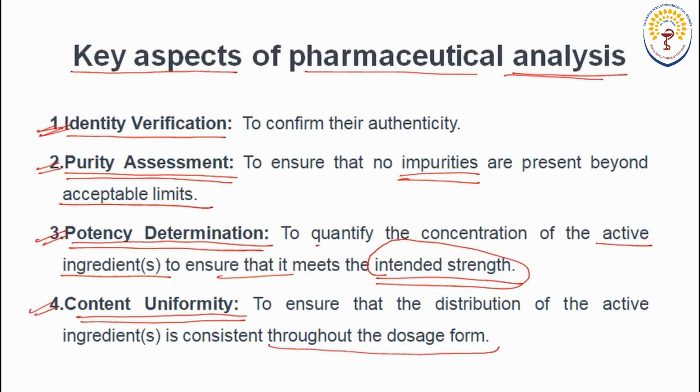Because if it is not distributed throughout the dosage form, you will get a different amount of the drug molecule or the medicine every time you take the dose. For example, if it is not distributed uniformly, in the morning you may take a high amount of drug molecule, or in the evening you may take a lesser amount. So we need to ensure that every time a patient is taking the drug, he or she is getting a fixed amount of dose, and that can happen only when content uniformity is present.